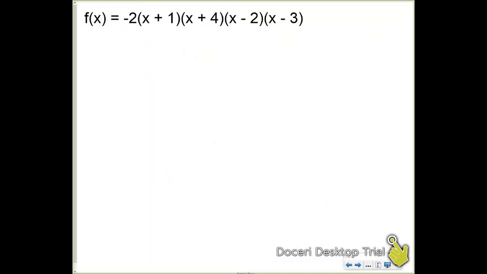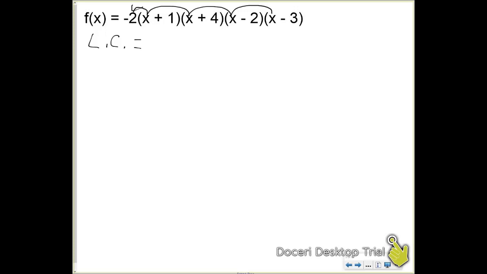Okay, so here's a polynomial in factored form, and we're going to try to do a rough sketch of it. First thing we want to do is find out what is the leading coefficient. And the leading coefficient is going to be x times x times x times x times 2.